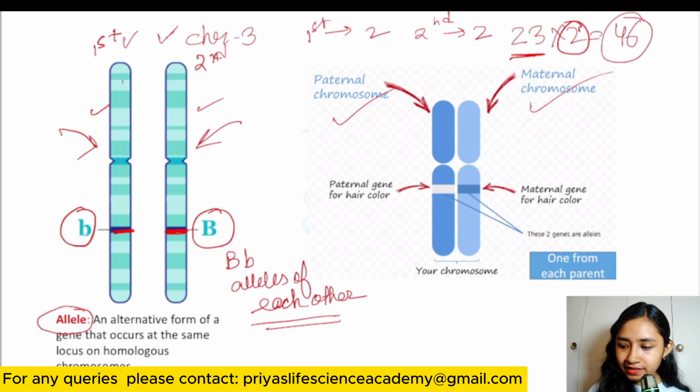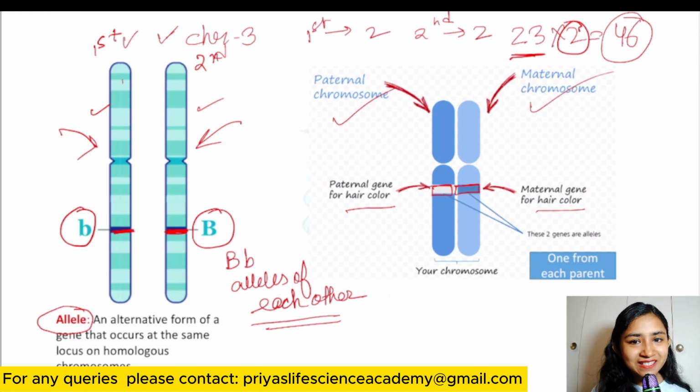Okay, and inside the chromosome there are genes. For example, this is the gene for hair color. One hair color gene is inherited from the father, one from the mother, and you can see the paternal hair color gene is somewhat gray and the maternal hair color gene is somewhat deep blue. So these two genes are not similar in nature.